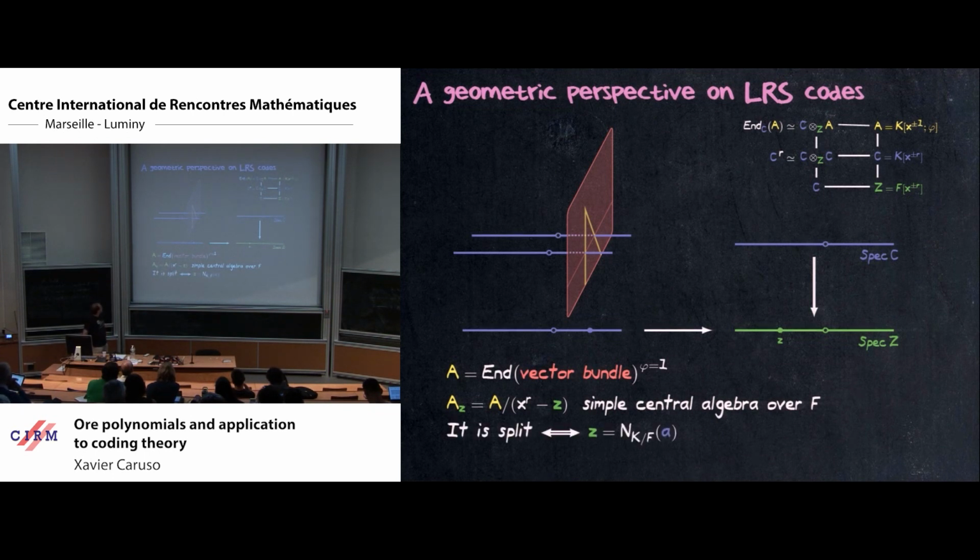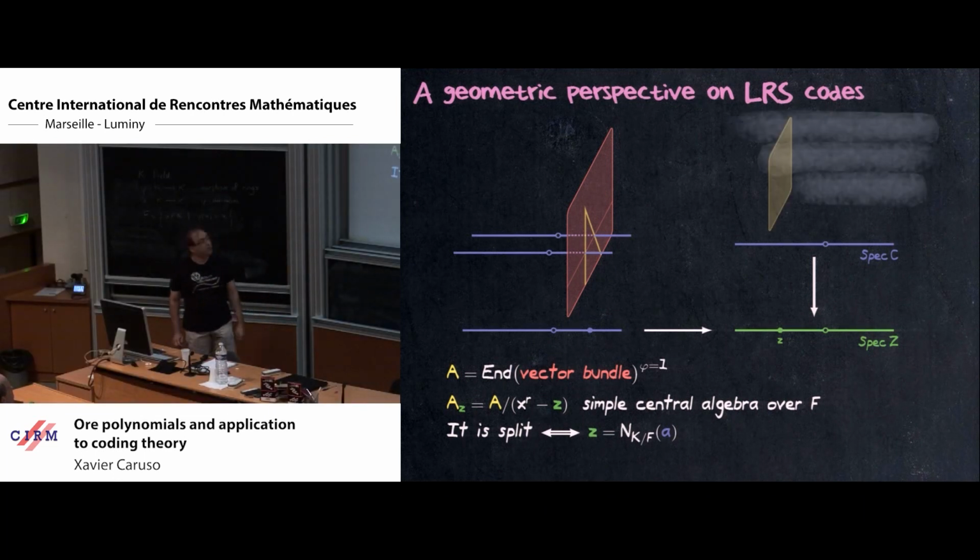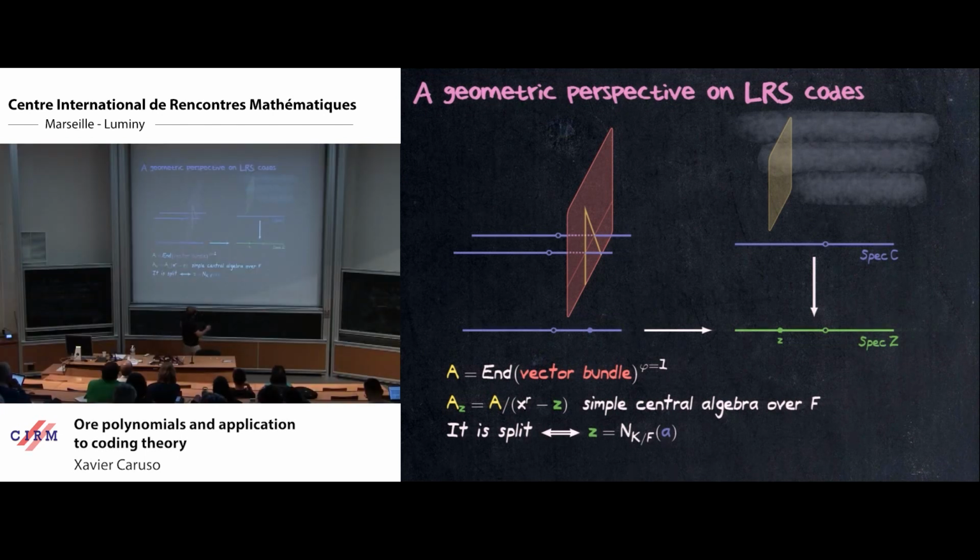And in fact, we have a characterization. This simple central algebra is split if and only if Z is a norm in this extension. And in that case, it means that if it's split, it's an endomorphism of some vector space above Z. And so I'm just drawing this vector space here. But you have to be very careful. The vector bundle does not descend on Z. So just the fiber here.